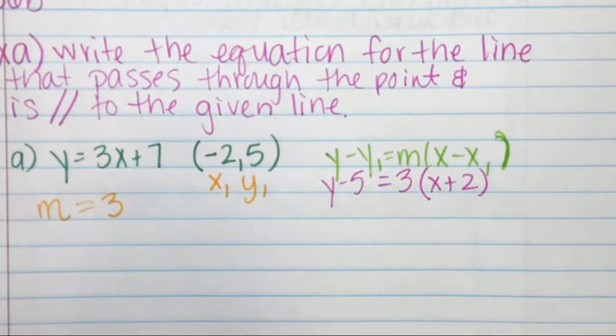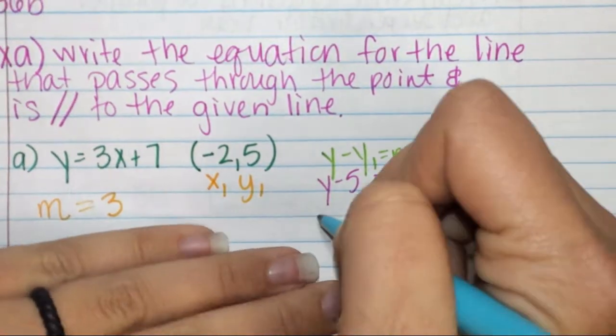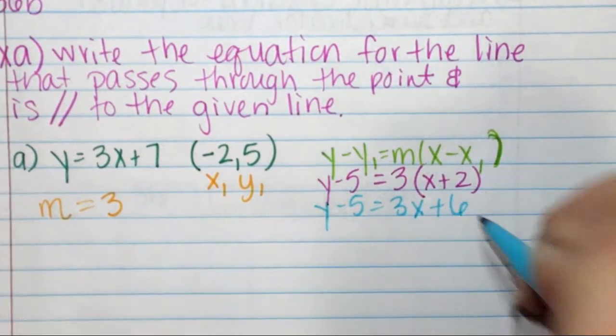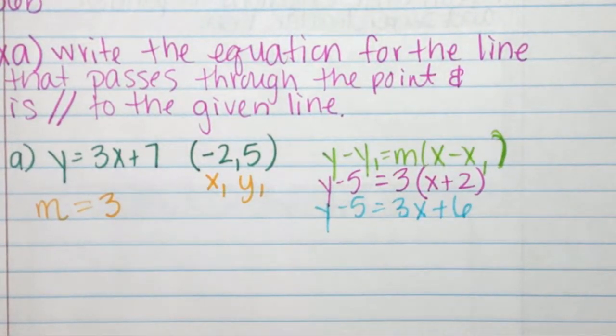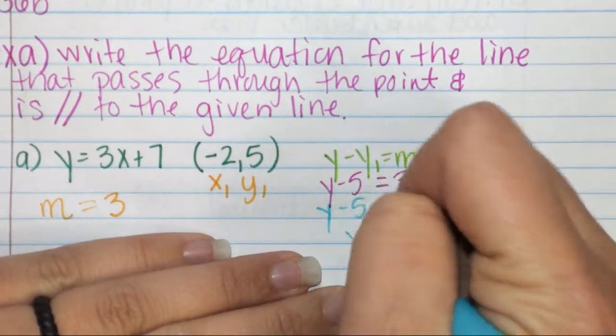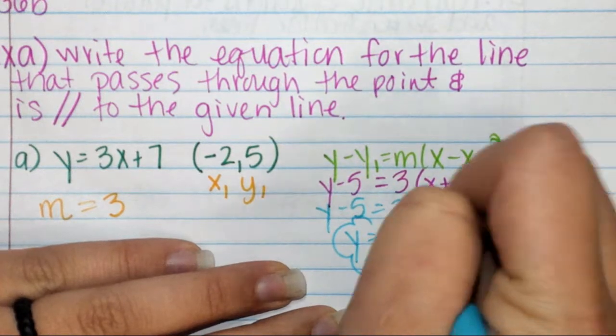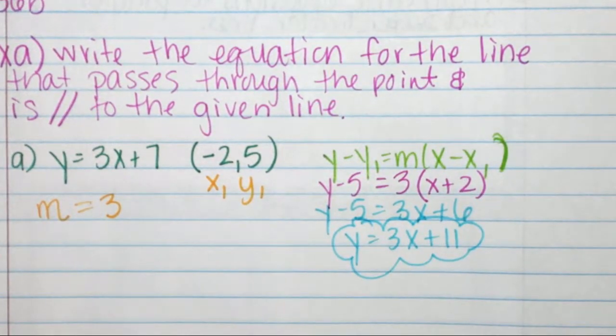How do we do that? You distribute. You get y minus 5 equals 3x plus 6. Then what do I do? Add 5. And you get y equals 3x plus 11. Dun dun dun dun. It's really that.